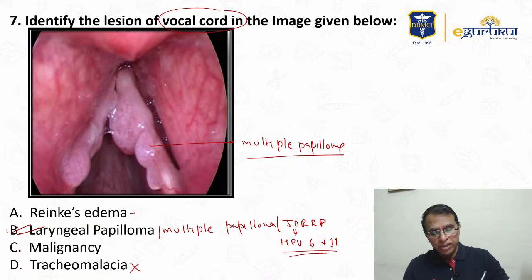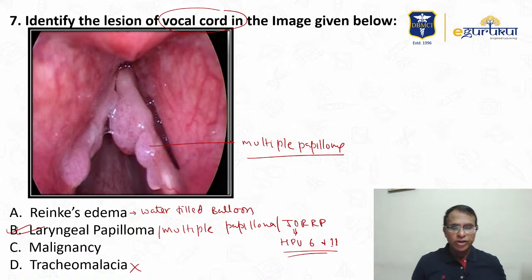Reinke's edema, on the other hand, looks like water balloon. Water filled balloon. This is how they look in Reinke. Obviously, edema means what? There is a water collection in the vocal cord. So obviously it looks like a balloon filled with water.